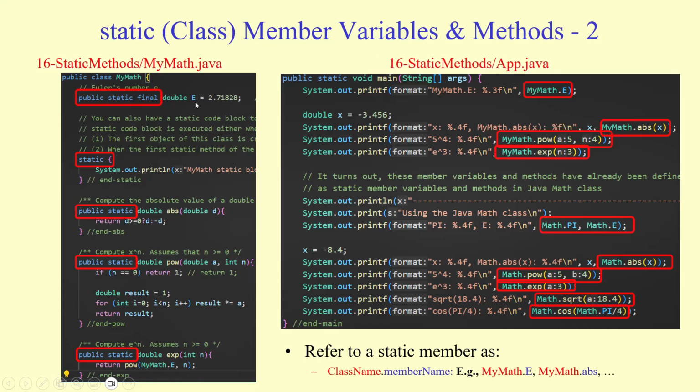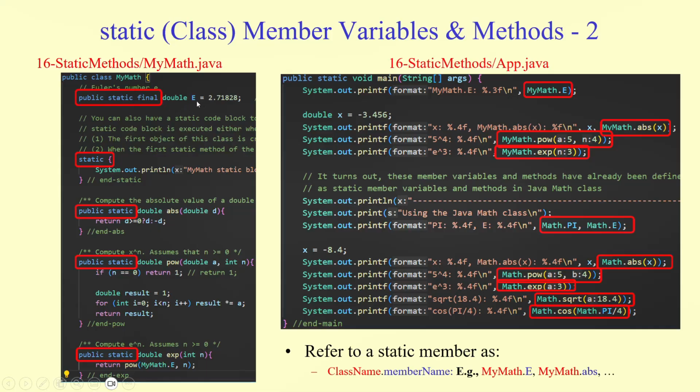As you can see, I mark the constant e with the static keyword so that it belongs to the class rather than to a particular instance of this class. I also marked every other method like abs, power, exp with the static keyword so that they belong to the class rather than to a particular instance or object of this class. So to refer to a static member of a class, we use the class name dot member name syntax. So we don't use the object reference, we use the name of the class.